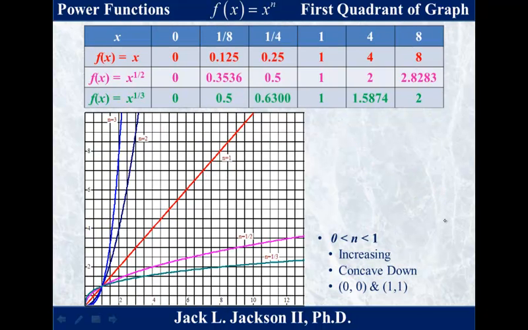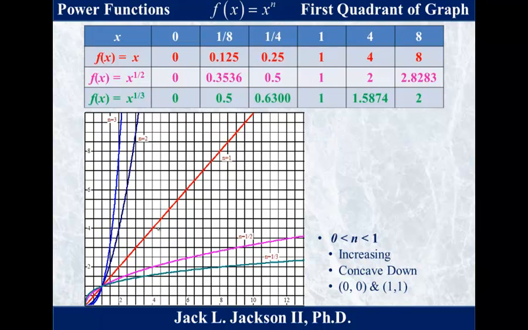Now we're going to add to this x to the 1/2 and x to the 1/3. Well, look what happens here. Again, they go through (0, 0) and (1, 1) because they are positive powers. And again, they are still increasing. So all these positive powers gave us increasing functions. But whereas the powers bigger than 1 were concave up, power equals 1 was linear, and power less than 1, between 0 and 1, was actually increasing but concave down.